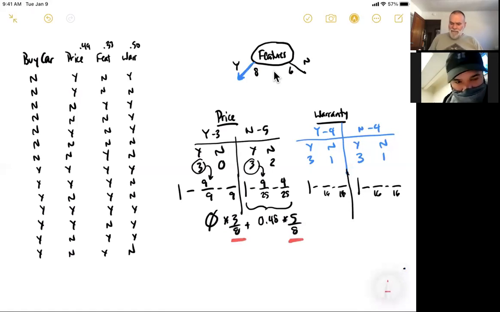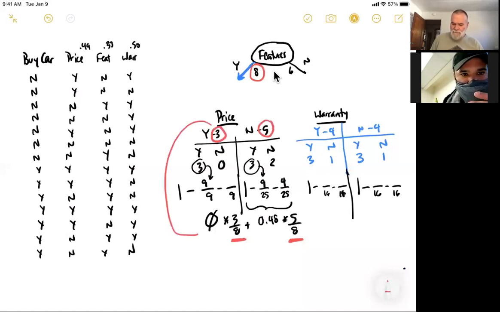Here's the total that we're currently considering. It's just 8 of the yeses, so that's the denominator. And then the numerators are coming from right here and right here. So the 3 goes there, the 5 goes there.